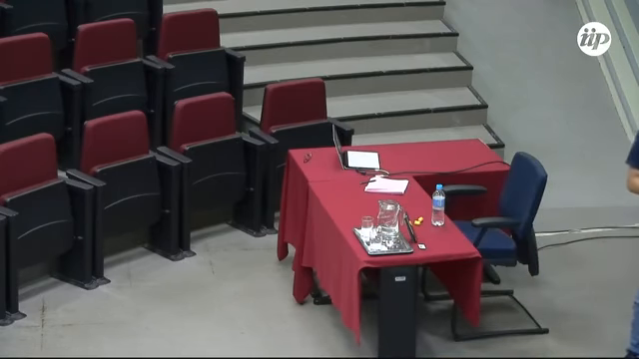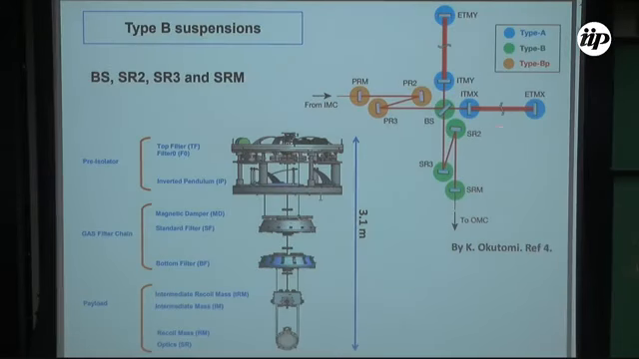So first, let me remind you what the type B suspensions are or where we use them. They are used for the beam splitter, for the SR2, SR3, and signal recycling mirror. Well, this whole arrangement is the signal recycling. So we have a pre-isolator part or top part, which is a top filter or filter knot with an inverted pendulum. We have a gas filter chain, which is the standard filter, the bottom filter, and well, we can also include the top filter. They are all for vertical isolation.